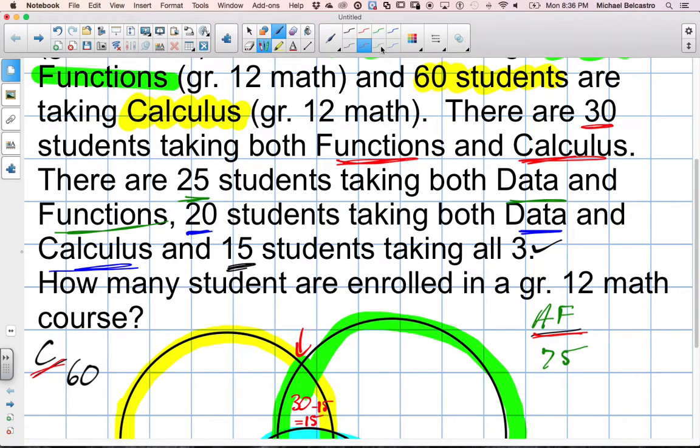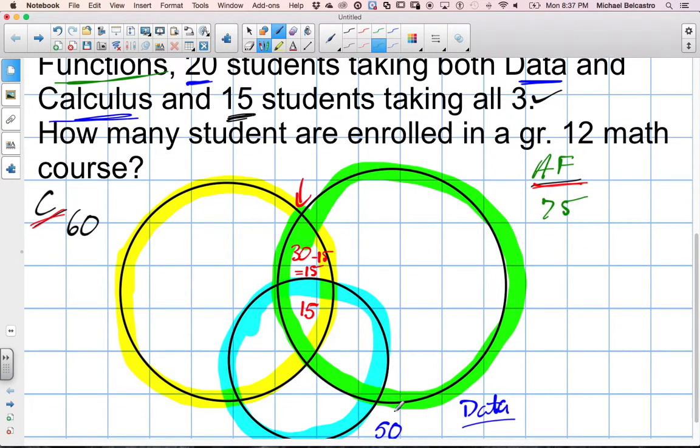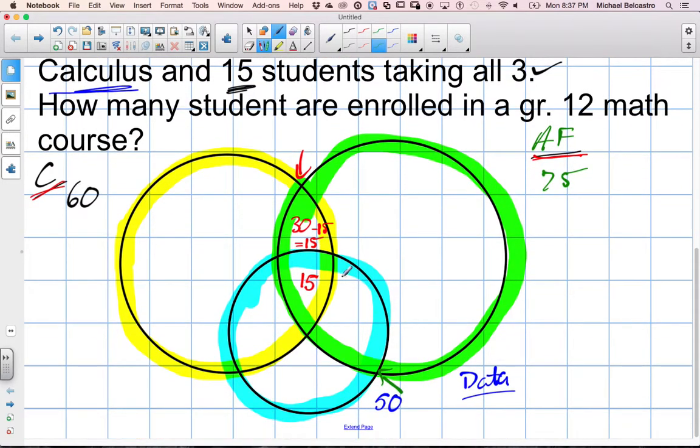From there, data and functions. That would be this intersection here, where these two overlap. I said there were 25. Same idea again. There are 25, but we don't want to double count, so we have to subtract the 15. So there are 10 students who are taking both data and advanced functions. And then finally, the last one was calculus. There are 20, but we can't double count again, so we minus 15. There are 5 students who are taking calculus and data.